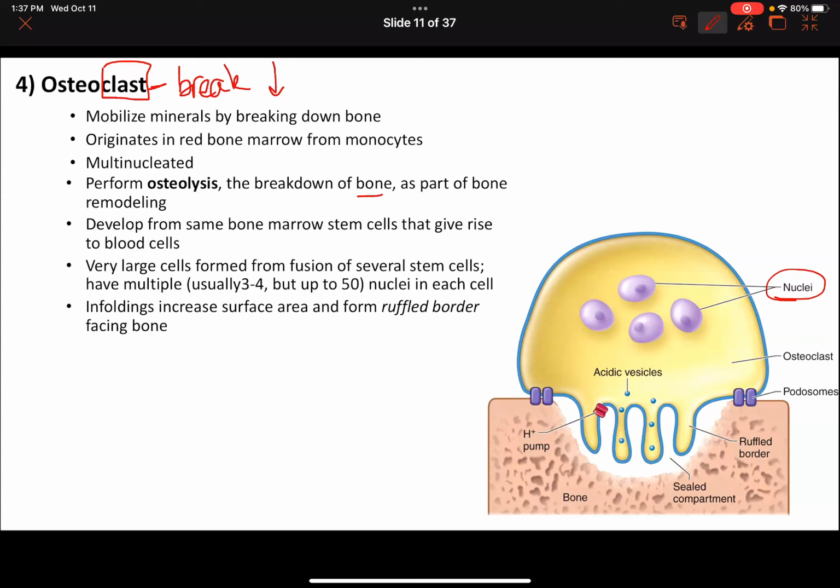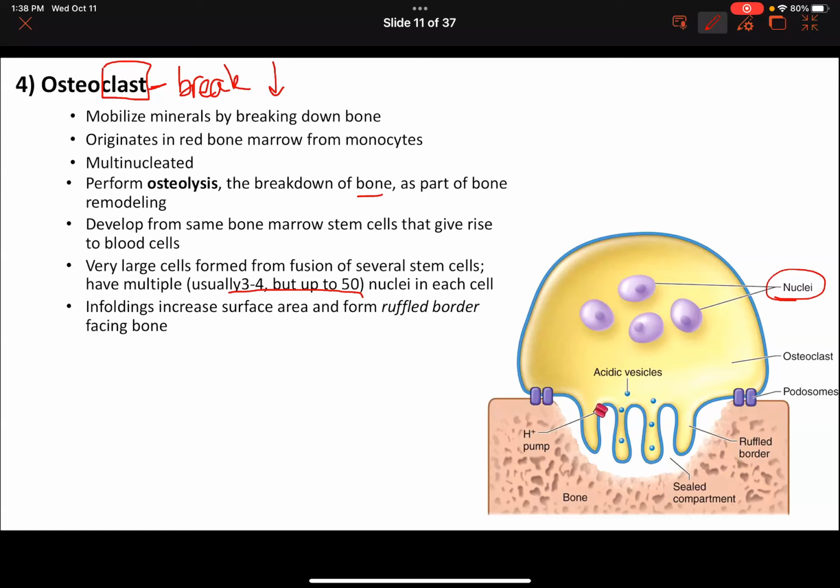So these guys develop from the same bone marrow stem cells that give rise to the blood cells because they're originating from bone marrow. And they're very large because it's the fusion of several stem cells that makes them. They can have 3 to 4 and up to 50 nuclei. So when we say they're multinucleated, they can have many nuclei in each osteoclast.